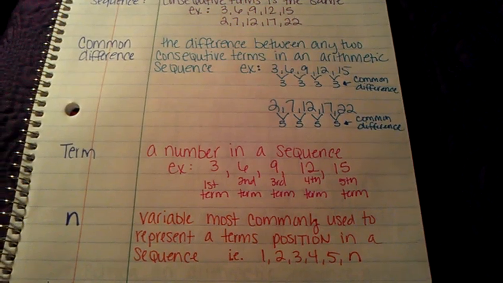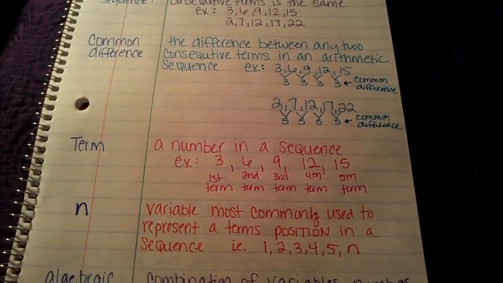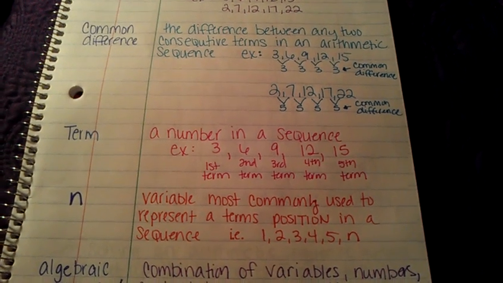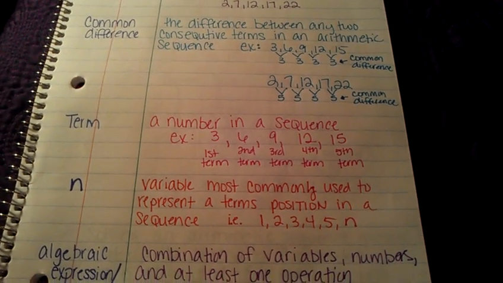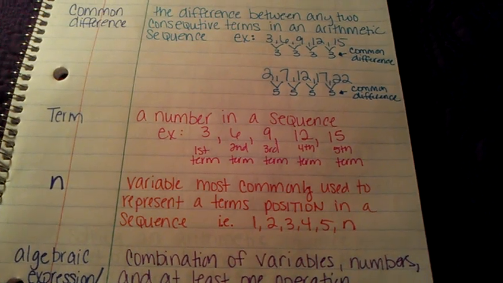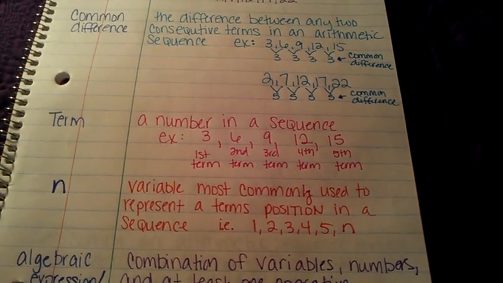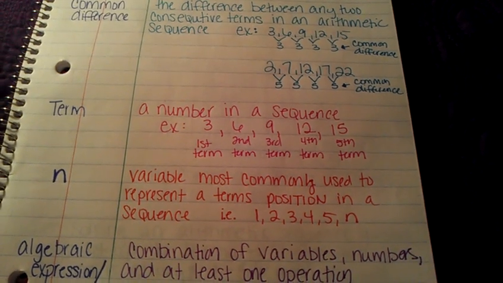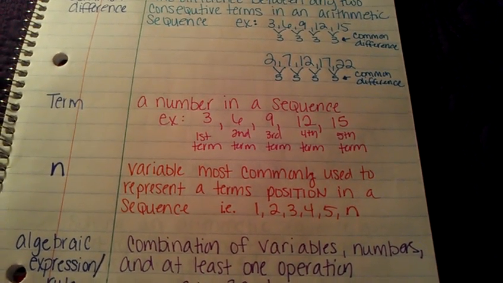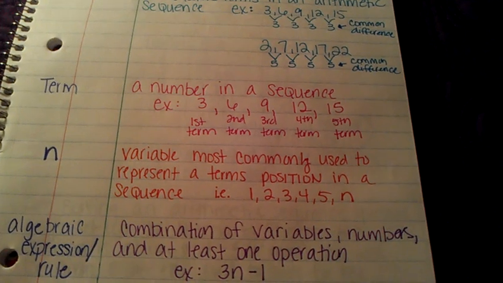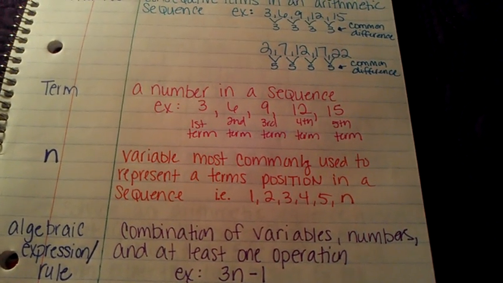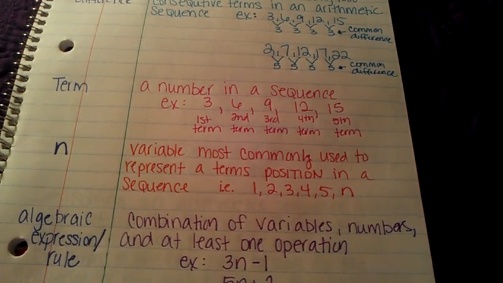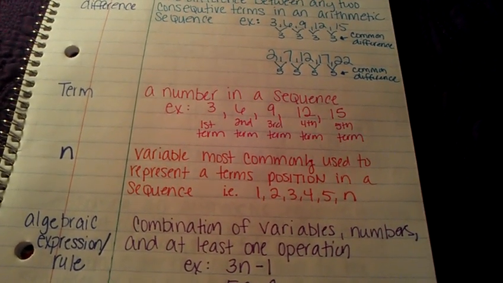N. For arithmetic sequences, n is our most common variable used to represent a position, which is basically what we were just talking about. The nth position could be the 15th. It could mean the 20th term. It could mean the 250th term, but we just try to stick to the first 5 terms, 1, 2, 3, 4, 5, and then of course beyond 5 it can become n to represent a term way down the line.